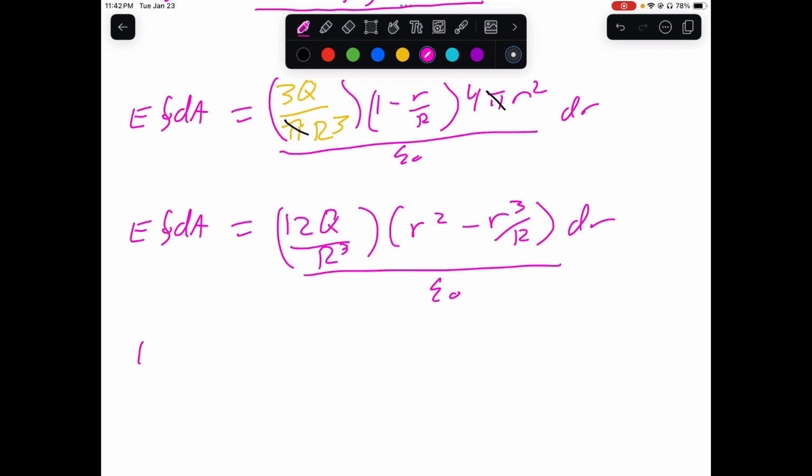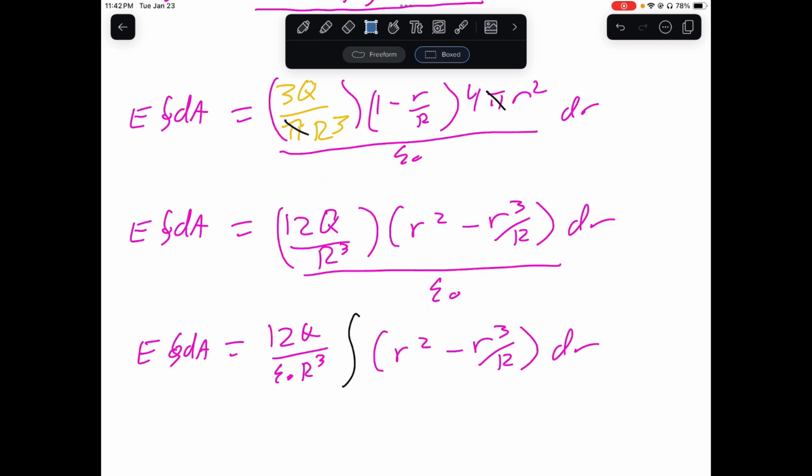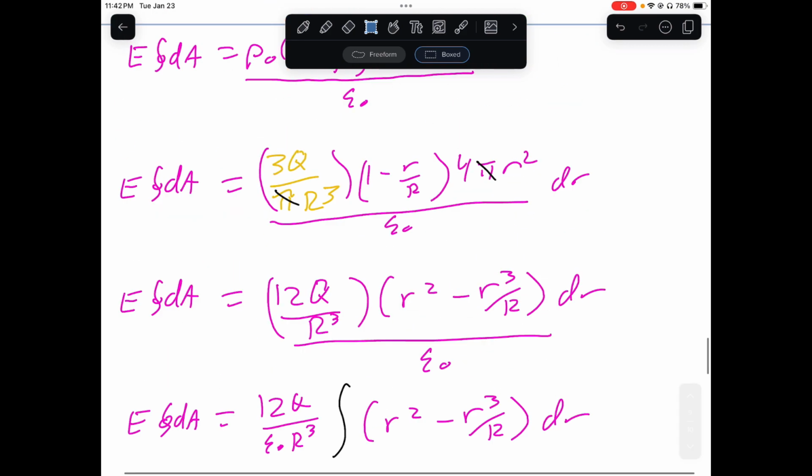So E dA, then 12q over epsilon naught r to the third power, times the integral of this. I hope I didn't forget anything. Now we need the limits of integration of this. So what's this all about? Back up here.